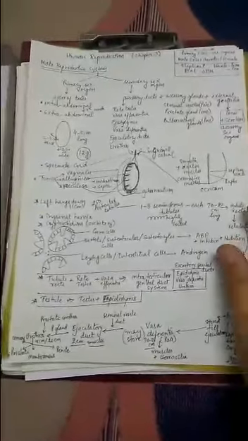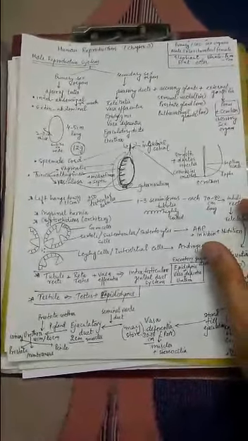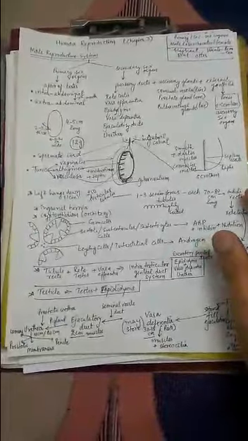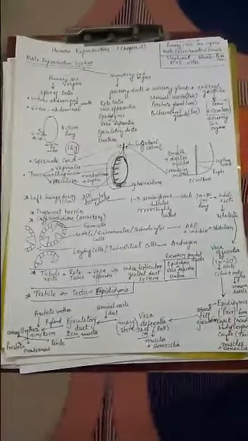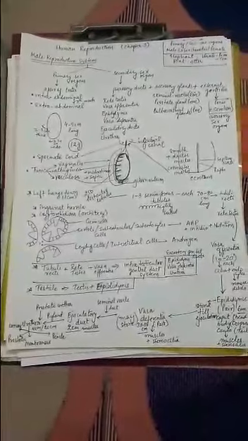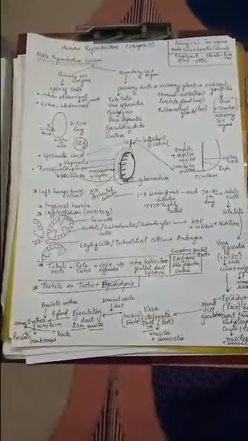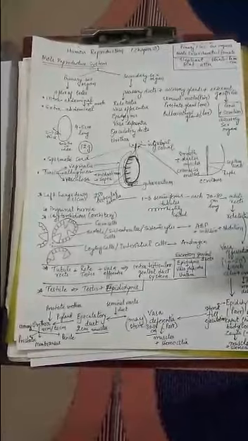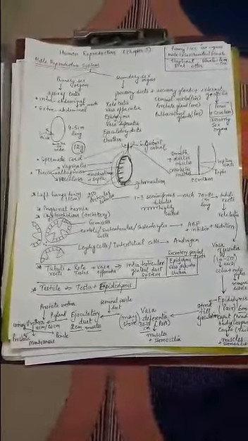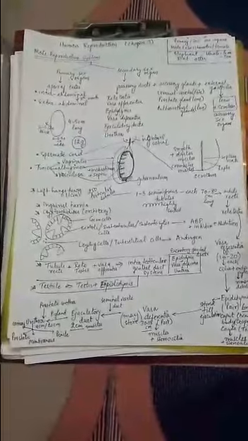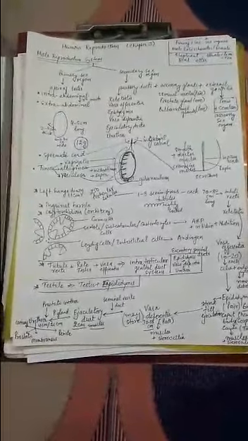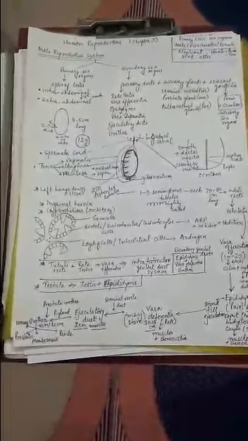Hello students, let's start with the next chapter, that is human reproduction, the third chapter in your NCERT. As we all know, humans are sexually reproducing organisms and humans give birth, that means we are viviparous. Throughout the life of an individual, the reproductive events in a human include the formation of gametes. Formation of gametes is also called in biology gametogenesis.